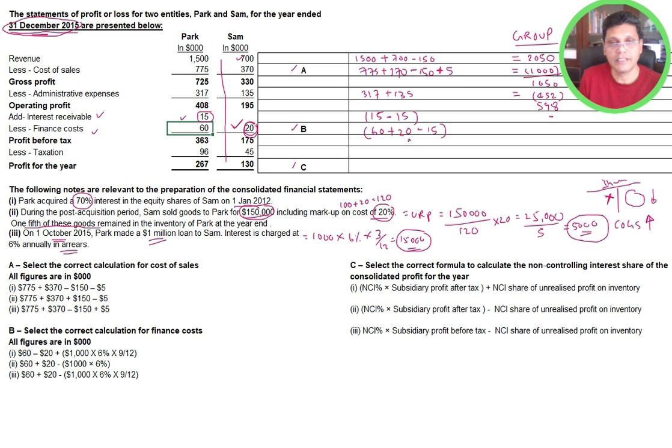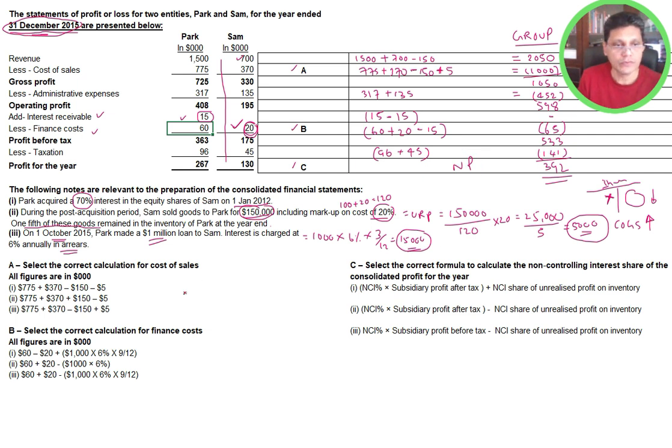60 plus 80, 65, right? 65. When you eliminate that, your profit before tax will be 533. Then the taxation, you can add both 96 plus 45. There are no adjustments, so that will be 141. So the total will be 392. The group net profit is going to be 392.